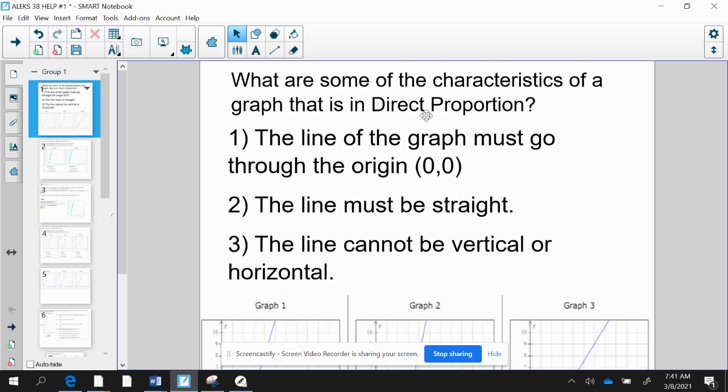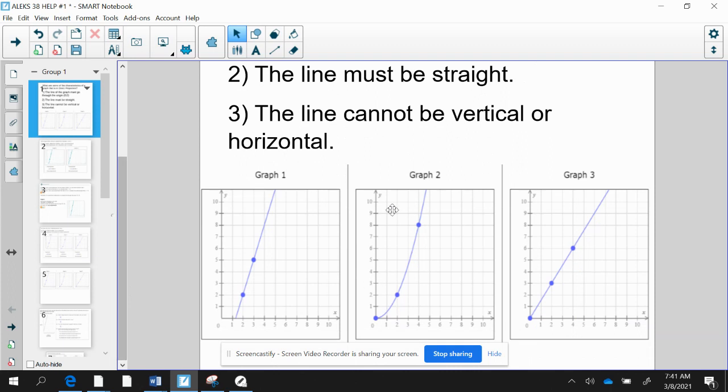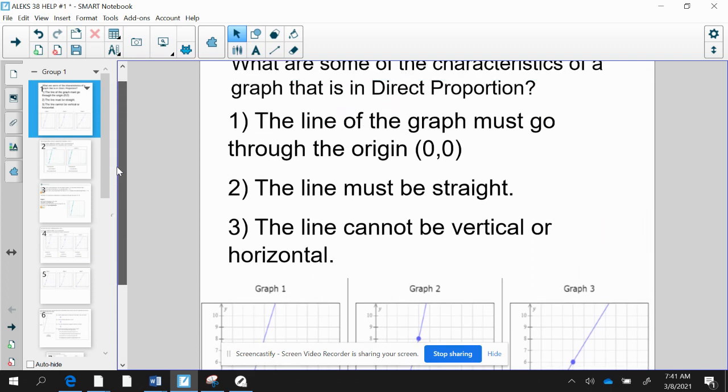Today, you're going to be at home, looking at some direct proportion graphs. Anytime you have a table or an equation that is in direct proportion, which means that it goes up or down by the same factor, you will have a graph that looks something like this. I'm going to show you the big three.